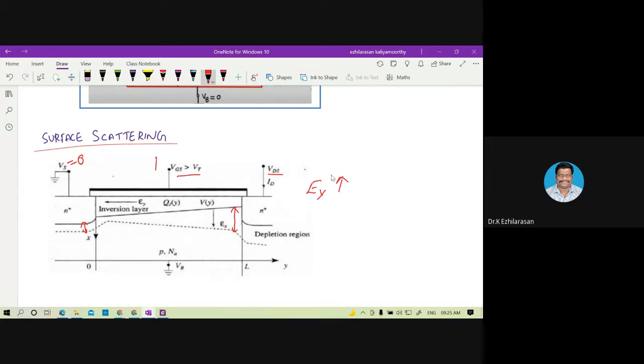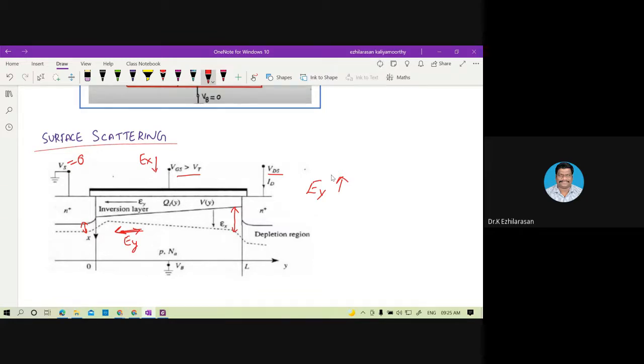As you know, this is EX, and this will be the electron movement. This will increase as the depletion region is larger here. So the electric field will increase and the surface mobility becomes field dependent.